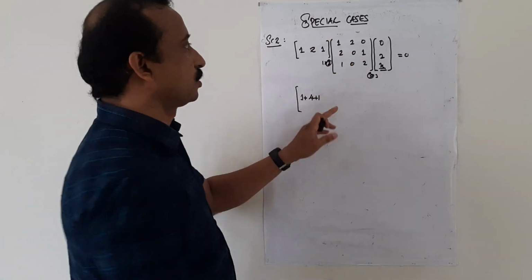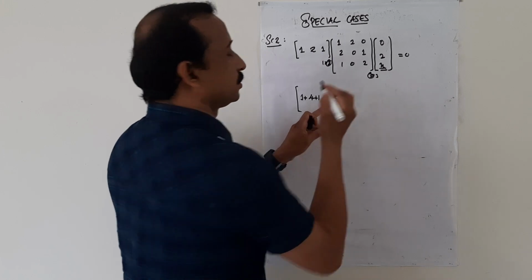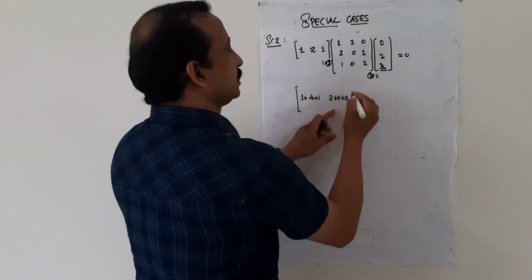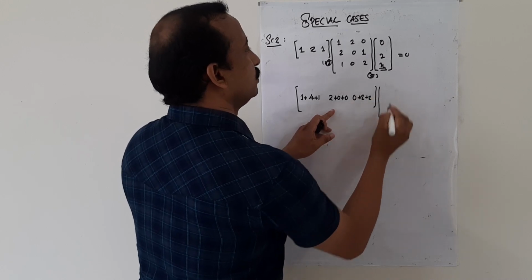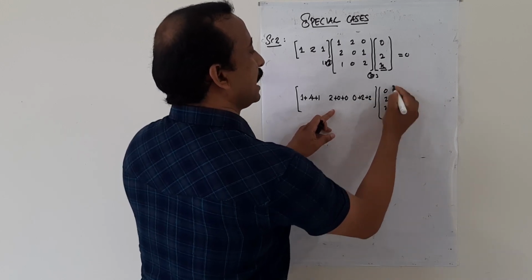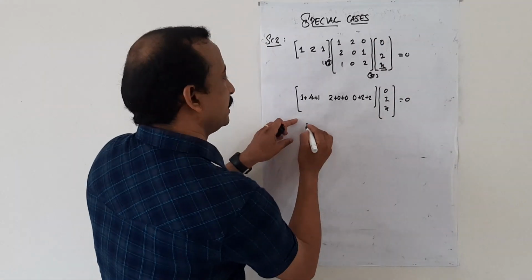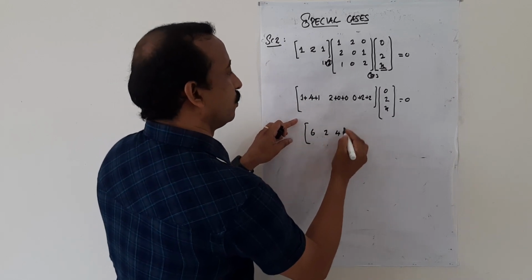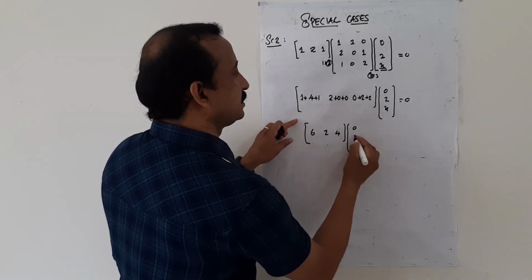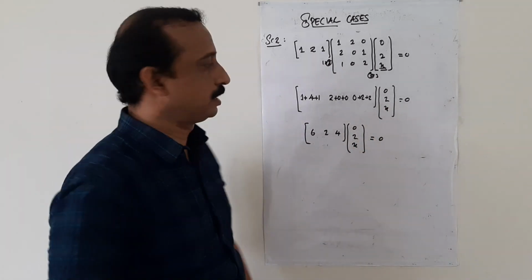Again, first row, second column: 1 into 2 is 2, 2 into 0 is 0, 1 into 0 is 0. First row, third column: 0 plus 2 plus 2, into the column matrix [0, 2, x] is equal to 0. Now adding these matrices, we get the answer [6, 2, 4] into the column matrix [0, 2, x] is equal to 0.